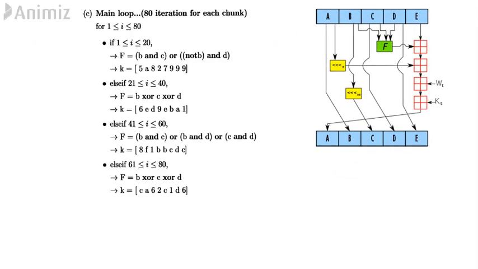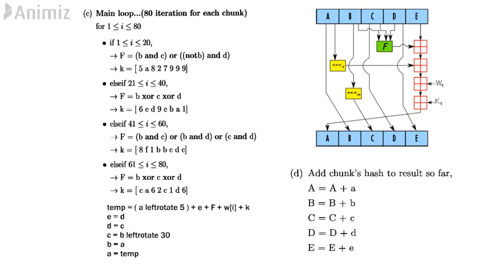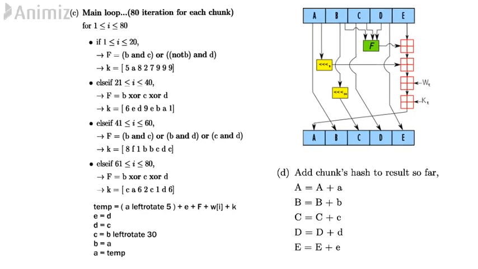Step C is the loop running from 1 to 80. The first thing in this loop is to generate capital F and constant K. The method to obtain F and K is different in the 4 sections, that is from 1 to 20, 21 to 40, 41 to 60 and 61 to 80. At the end of each iteration, we modify the value of the small variables as this. After the 80 iterations, add these small variables to the capital variables and repeat the 8th step for the next chunk. Here in step D also, we consider only the last 32 bits.